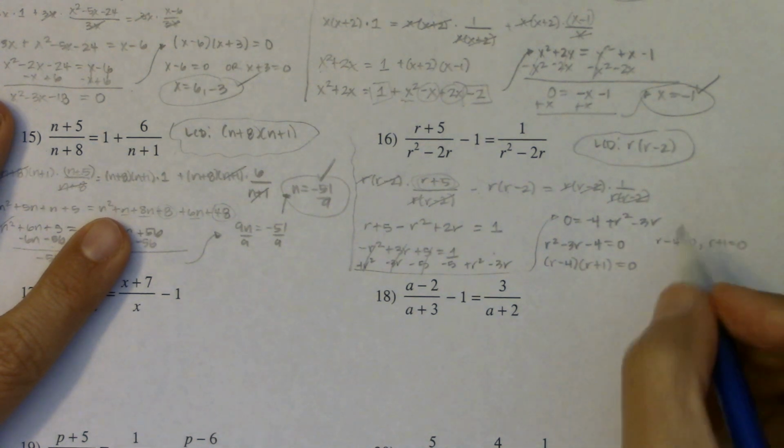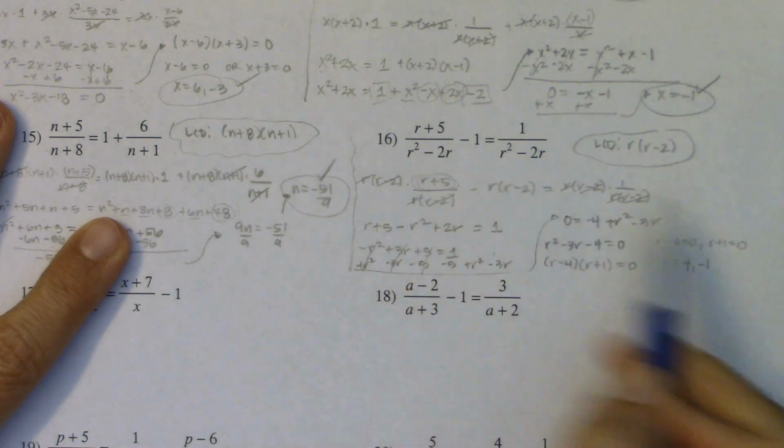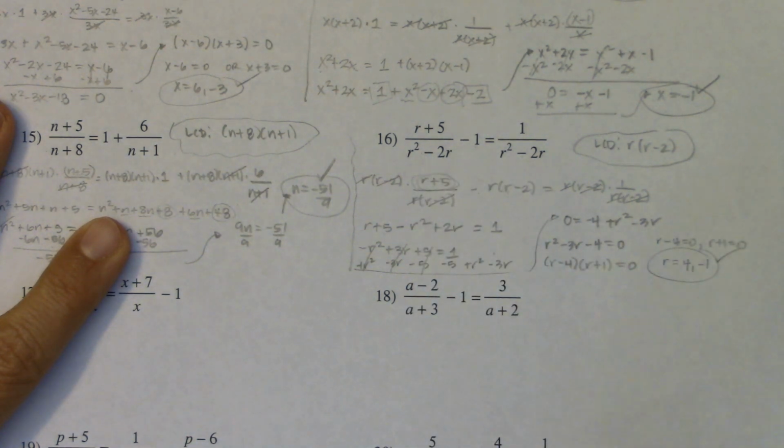So we've got from here, r is either 4 or negative 1. Neither of those zero out my denominators. So I'm going to go ahead and keep them.